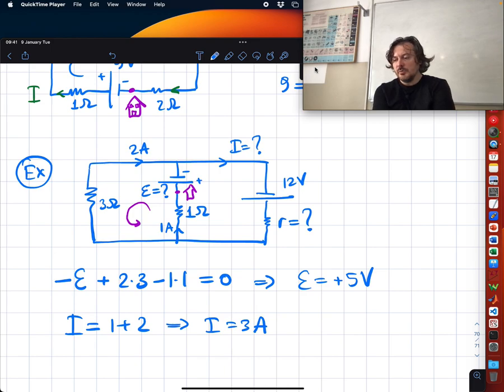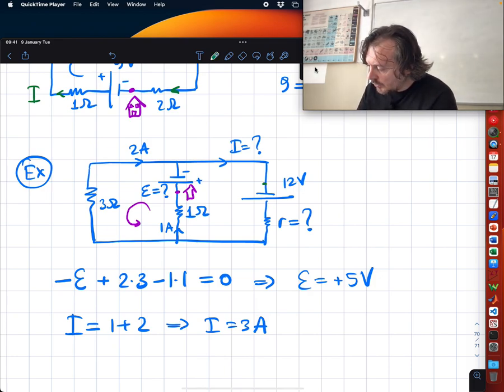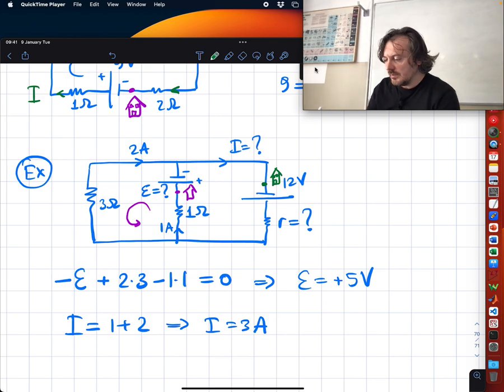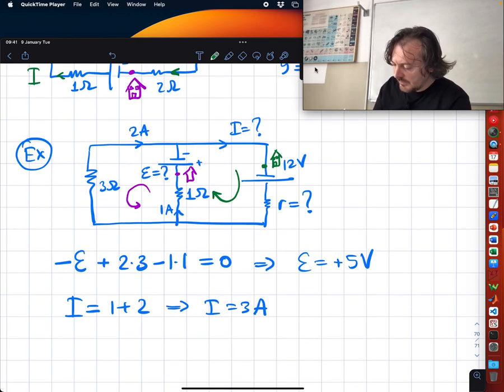And finally, we can do it now for the last one. So let me put a new home here. Okay. And let's start moving in this direction. So I have plus 12 volts. What do I have next? Minus or plus? Minus I times R, very good.